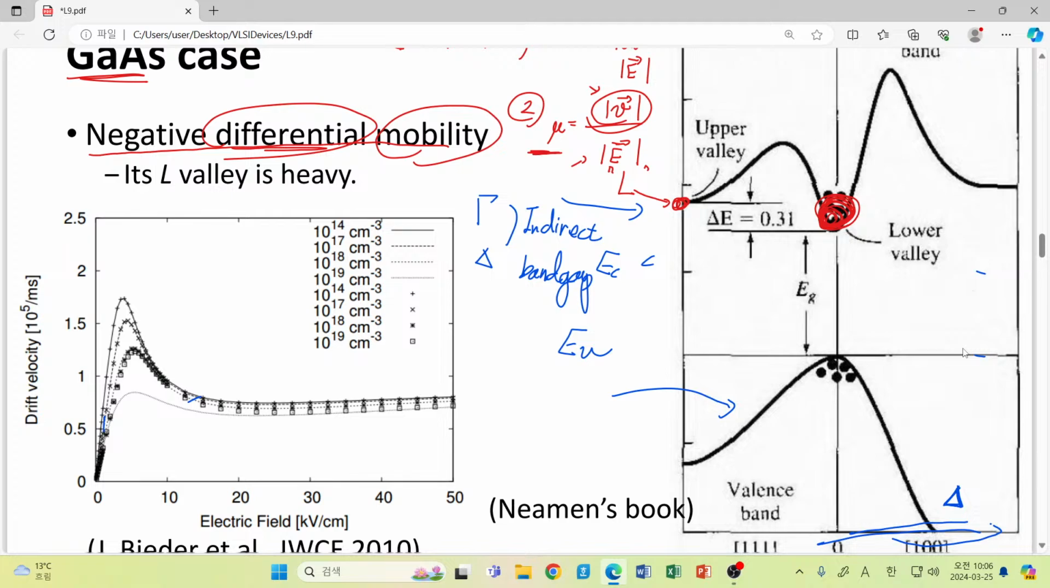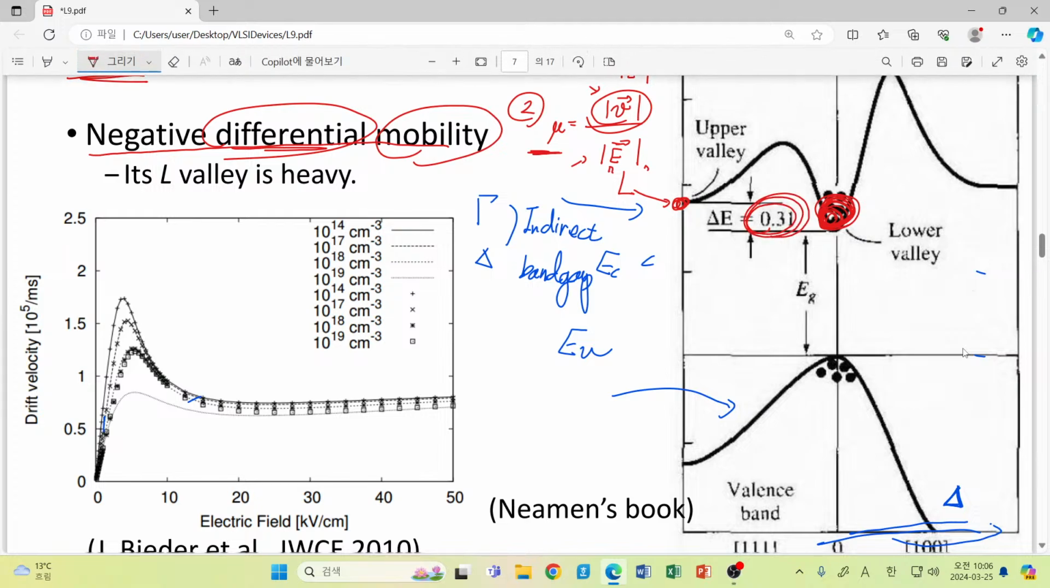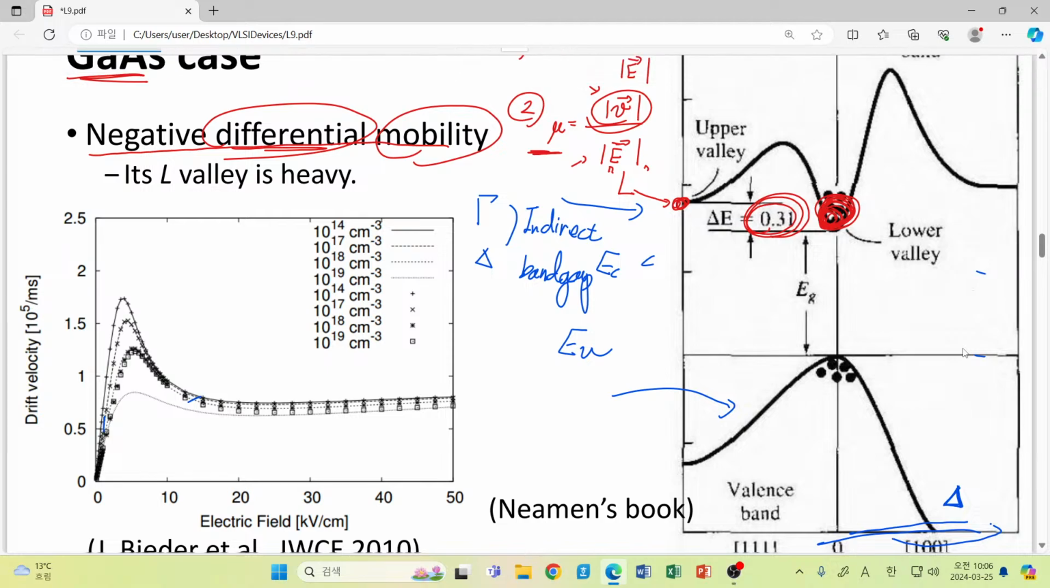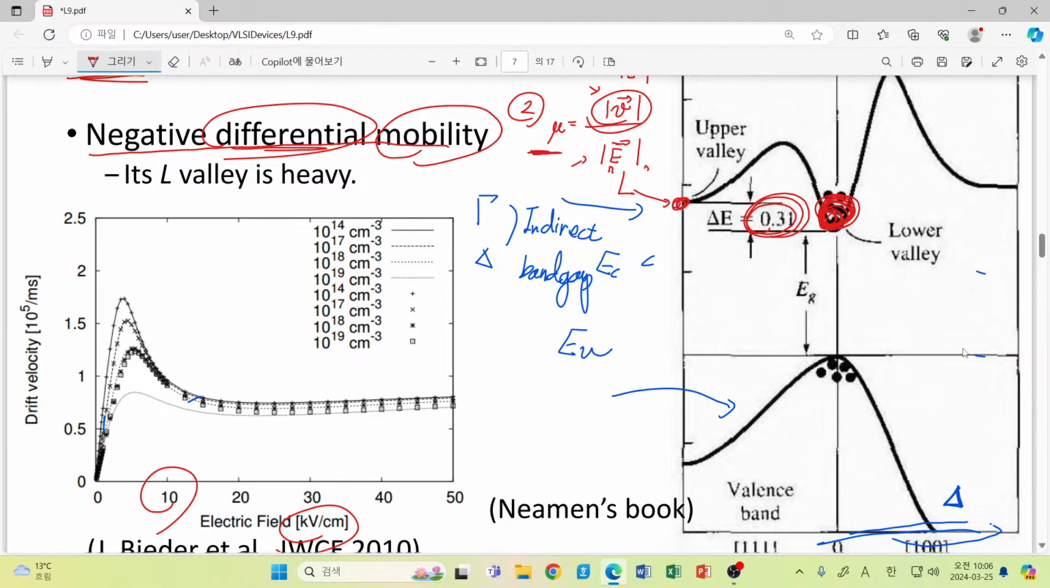However, the silicon L valley is far away from its global minimum value, so we can completely neglect the contribution from this L valley. But in the case of gallium arsenide, the difference between this gamma valley and L valley is just 0.31 electron volt. Yes, this is not that small. This is more than 10 times our thermal energy. However, now we are considering a high electric field like 10 kilovolt per centimeter.